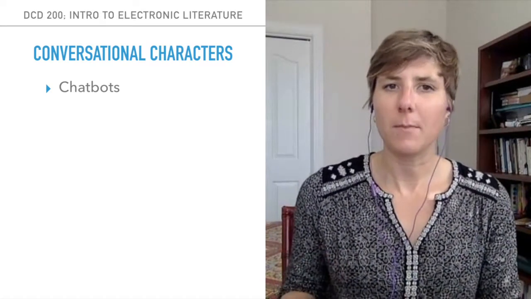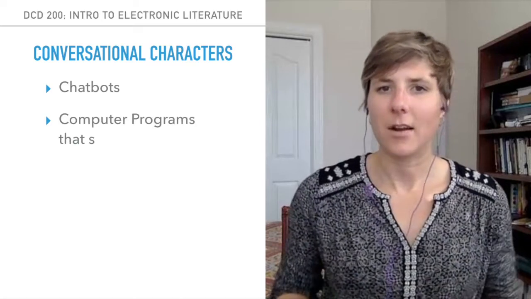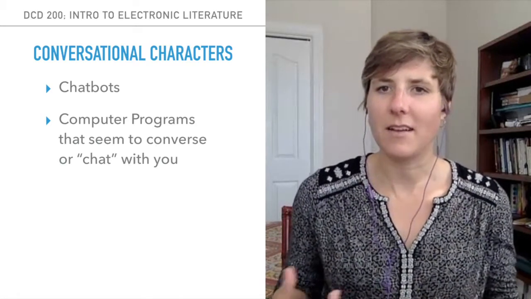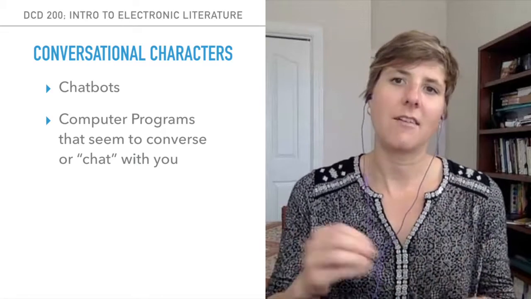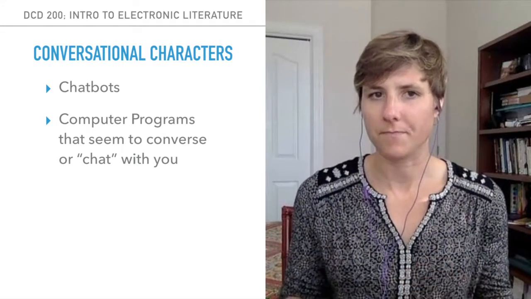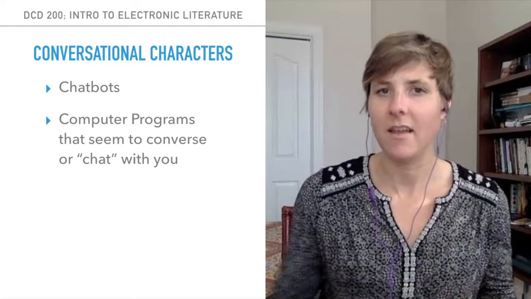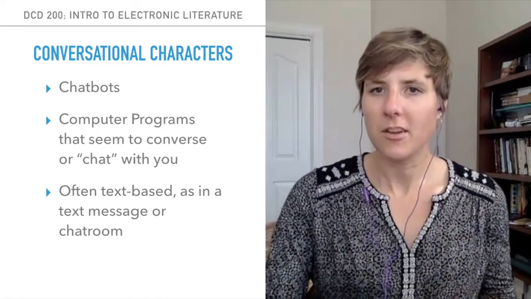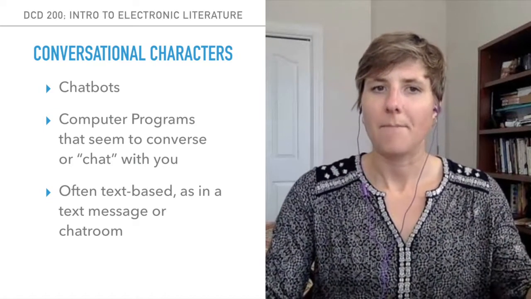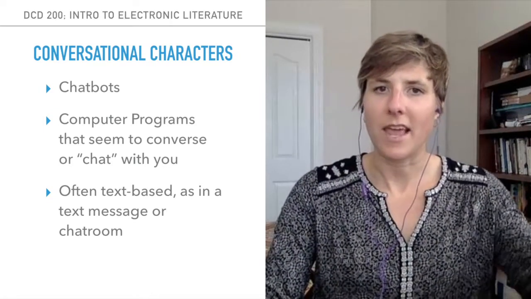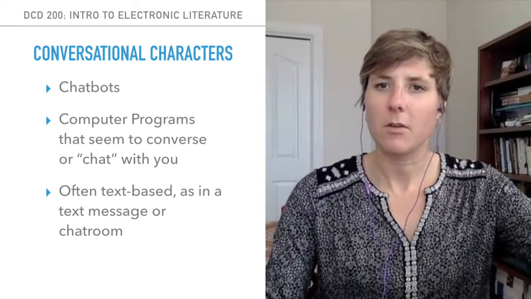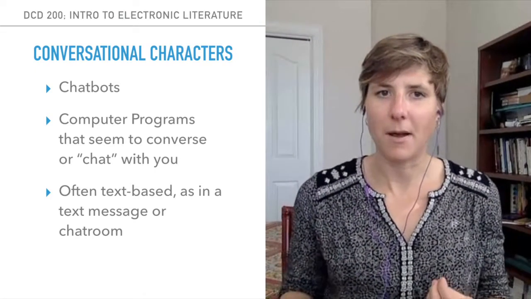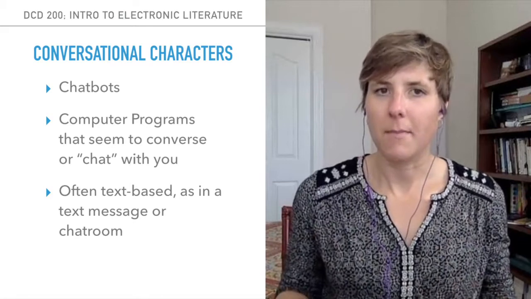Okay, so our fourth kind of ELit to think about is conversational characters or chatbots. And these are computer programs that act like characters to chat with you or produce some kind of narrative content, usually in an interactive conversational mode. Often these are text-based, like in a chat room or text messaging. But really important to remember here is that the conversation is happening with a computer, right? So the person that you would be talking with in one of these conversational chatbots is a computer program, not an actual human.